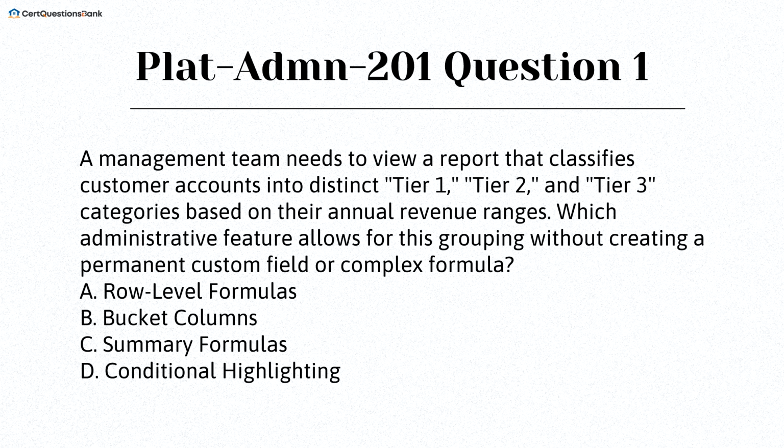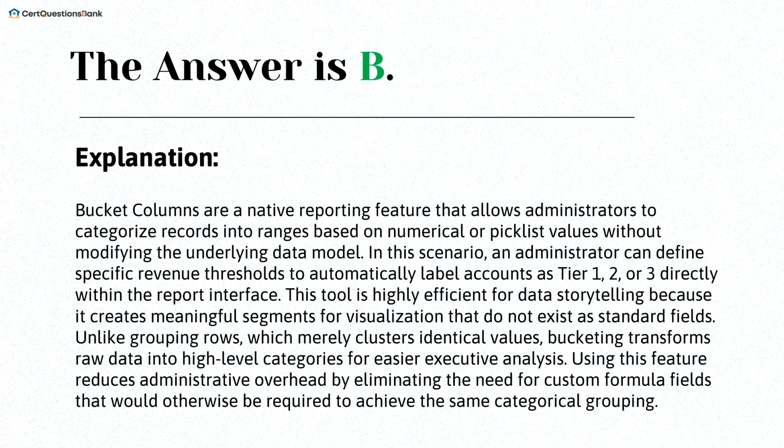A management team needs to view a report that classifies customer accounts into distinct Tier 1, Tier 2, and Tier 3 categories based on their annual revenue ranges. Which administrative feature allows for this grouping without creating a permanent custom field or complex formula? A. Row-level formulas. B. Bucket columns. C. Summary formulas. D. Conditional highlighting. The answer is B.